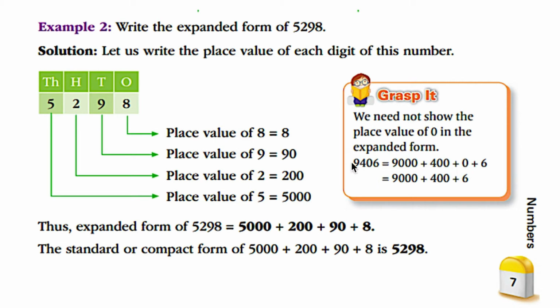Then add, we have 0 tens in this number. So 0 multiplied by 10, that is 0. We have 0 tens. So 0 is the place value for digit 0. We know that digit 0's place value is always 0 at whichever place it might be. So add 0 and add 6 because we have 6 ones. So place value of digit 6 is 6. Now in this expanded form, we need not show add 0 over here. So we have written finally the expanded form like this: 9000 add 400 add 6. We need not write add 0 over here in the expanded form.